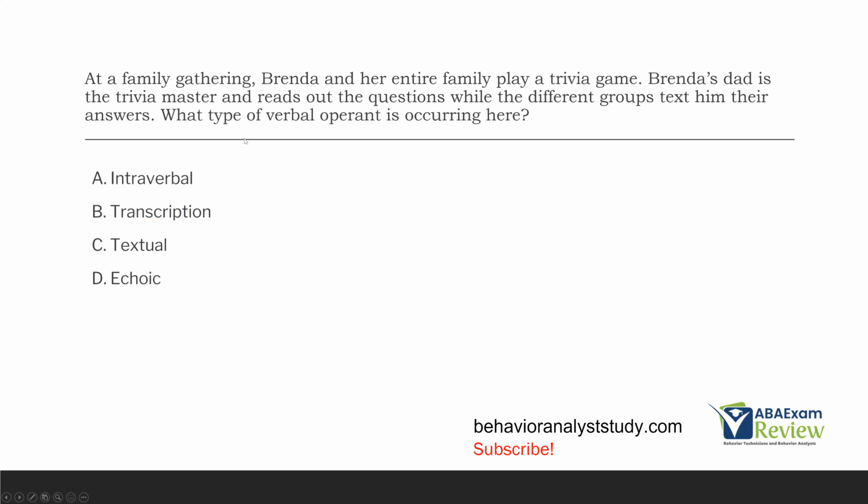At a family gathering, Brenda and her entire family play a trivia game. Brenda's dad is a trivia master and reads out the questions while the different groups text him their answers. What type of verbal operant is occurring here? Let's be careful here. What do we need to know about verbal operants? We need to know what evokes them. We need to know if there's point-to-point similarity, and we need to know if there's formal similarity.